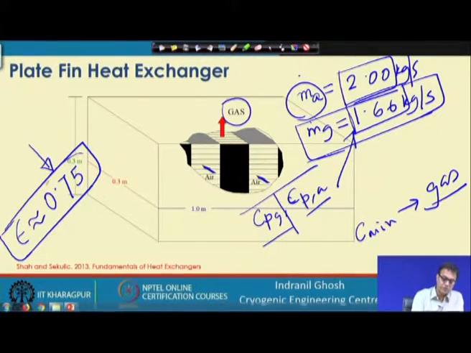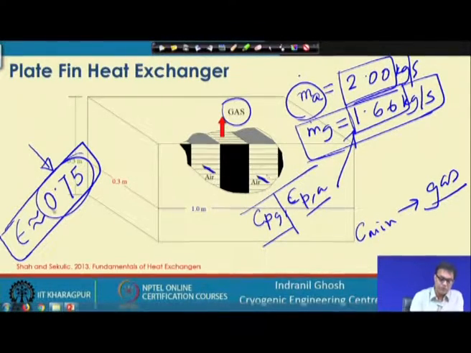This assumption will lead to an estimate of the exit temperature on the gas side as well as the air side. Once we know the exit temperatures of the gas and the air, we can find the mean temperature at which to evaluate the fluid properties, and then calculate the Reynolds number and the other properties.